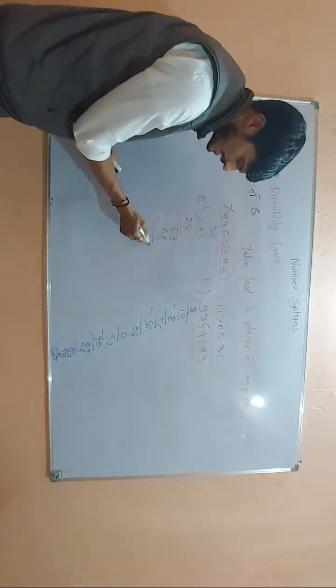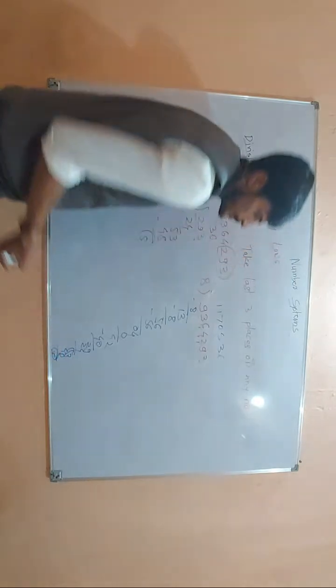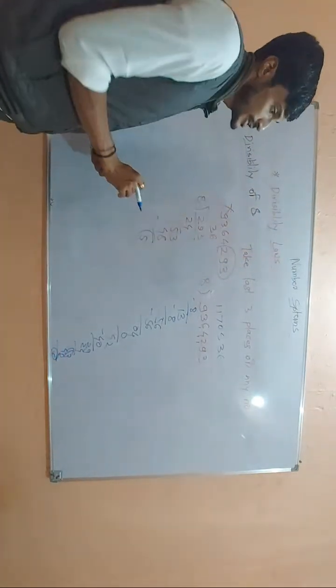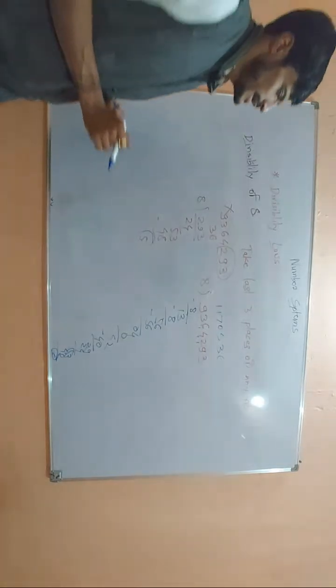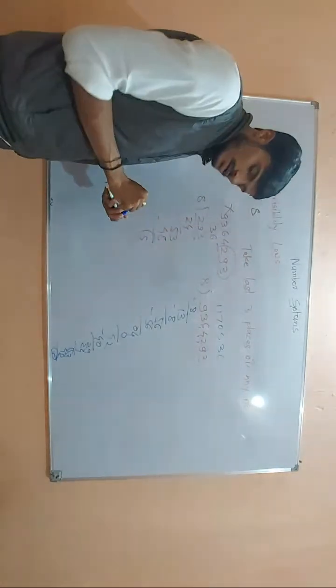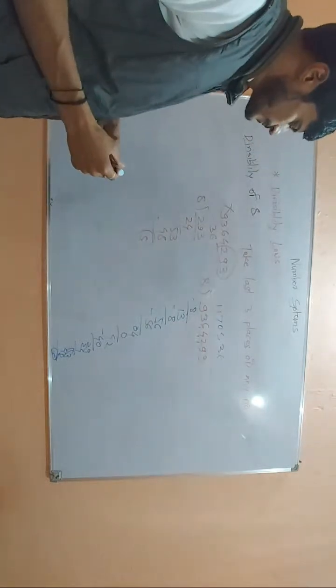In both cases, here was the 5 remainder, here is also 5 remainder. This means that by using both methods, you can say that this number is not divisible by 8. You have to follow this method. You can take one more example here.